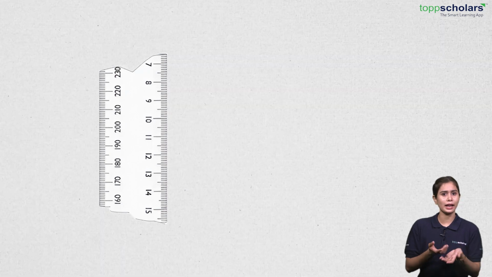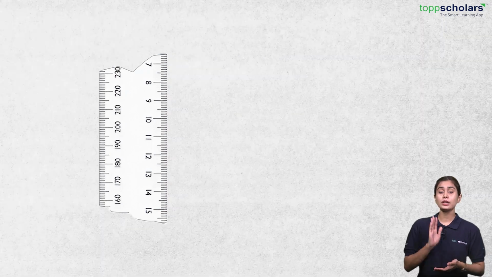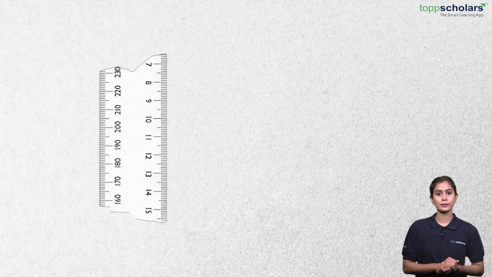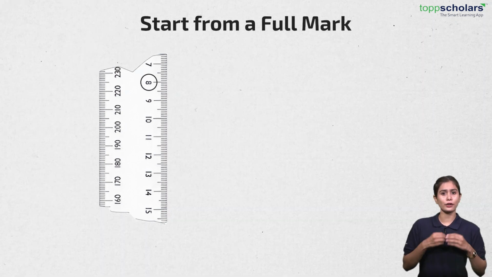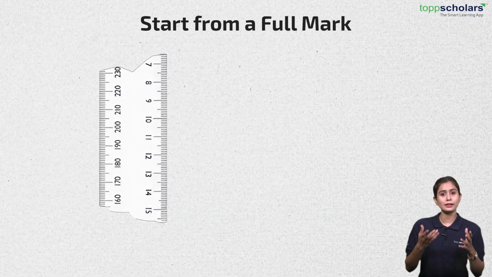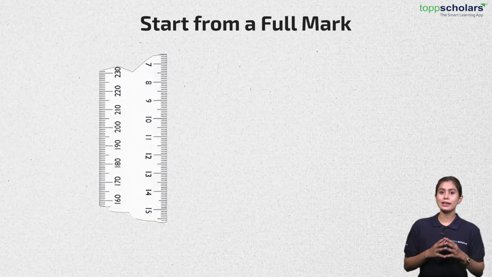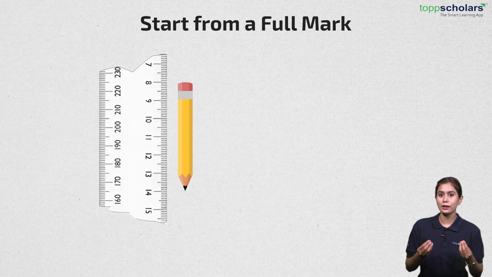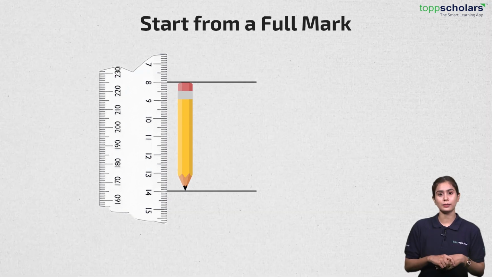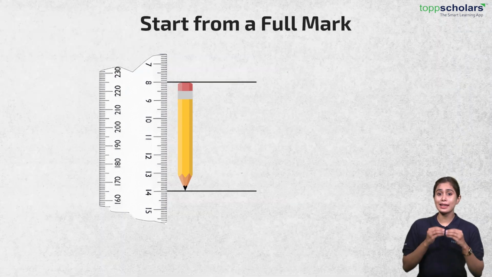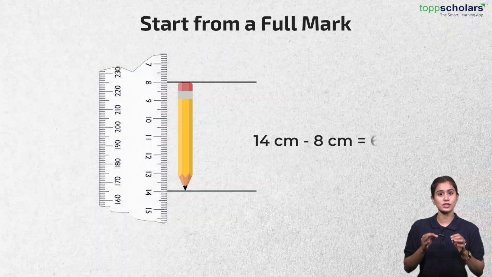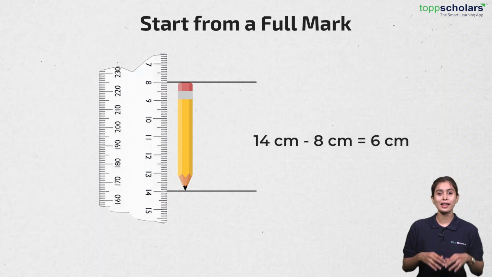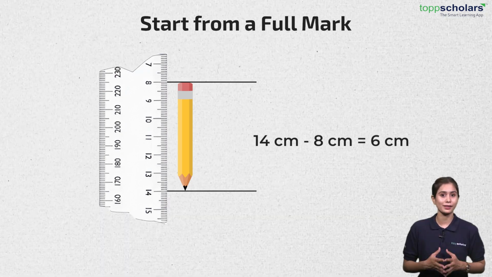Now, what if your measuring device has a break at the ends? Don't worry, you can still measure correctly. Just start from any full mark, like 8 cm for example, and subtract it at the end. Now, let's say you are measuring a pencil with a length of 14 cm. It means the actual length of the pencil is 14 cm minus 8 cm, which is equal to 6 cm. It's like solving a math puzzle.